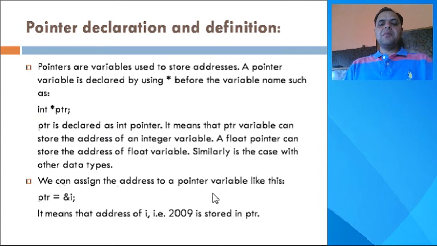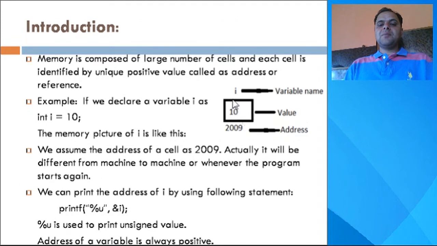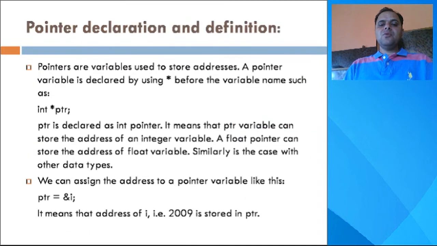So we can assign the address of a variable to a pointer variable like this: ptr = &i. I have written here int *ptr, so this pointer will store the address of an integer variable. Here we have declared that this ptr will store the address of i. So the address of i, that is 209, as we have already discussed, is stored in ptr.